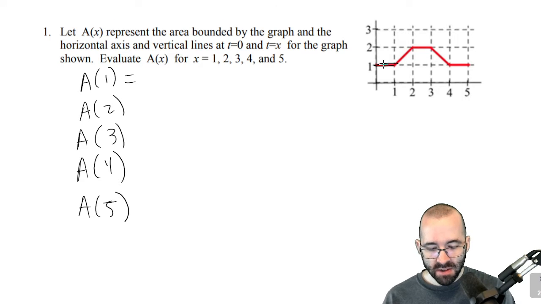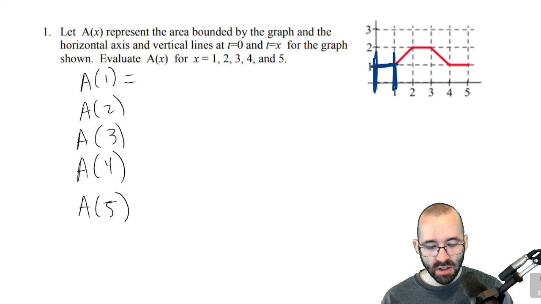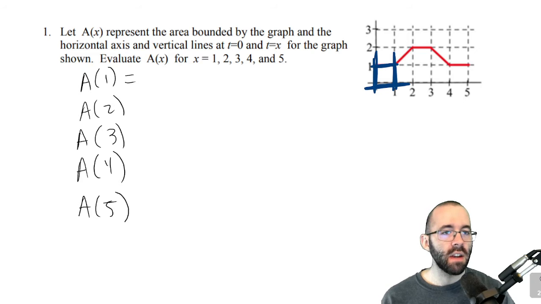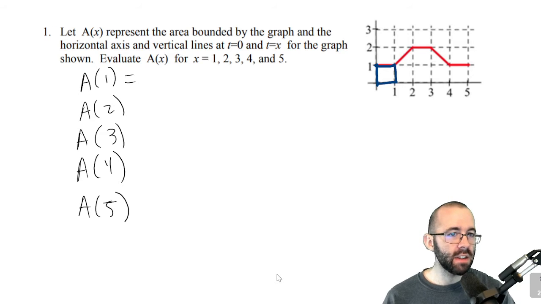So the graph is, let's draw this over here, right? The graph is right here between 0 and 1. So these are the vertical lines, and the x-axis. So A of 1 is just this area right here. Right? A of 1, just this area, just this box. It's just 1.